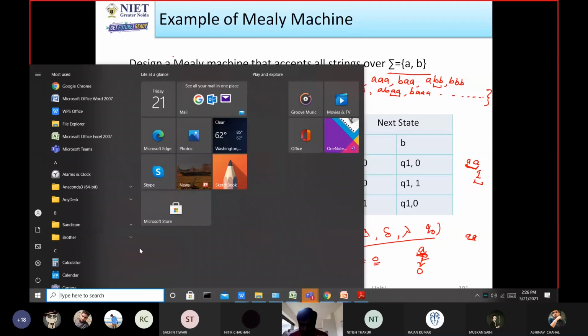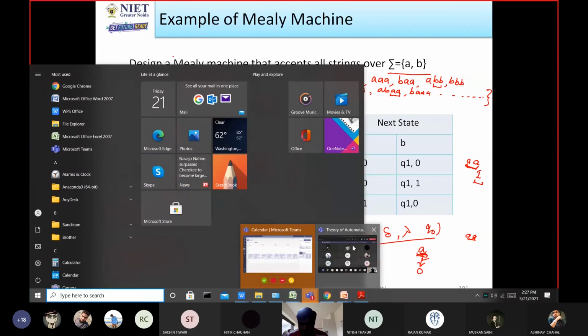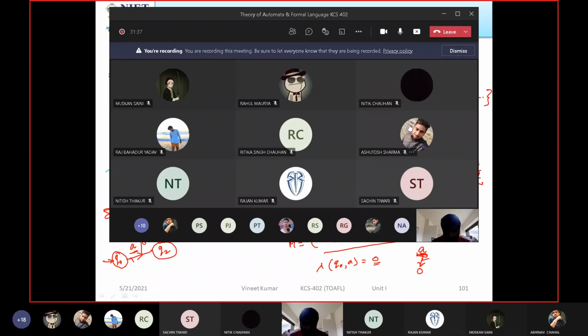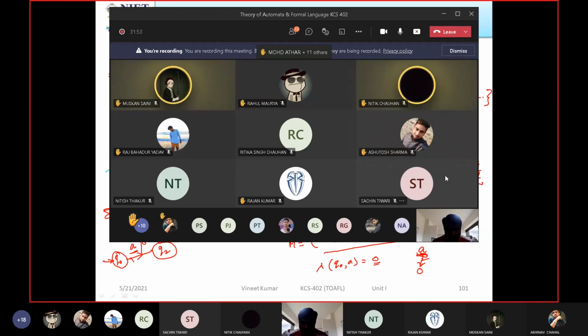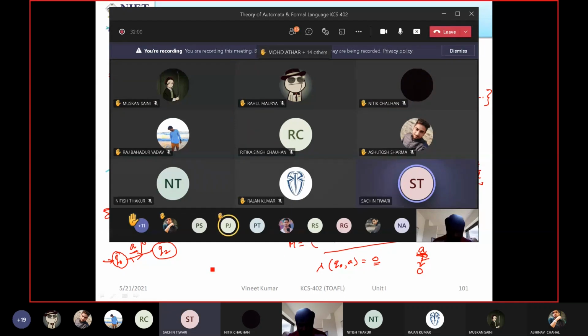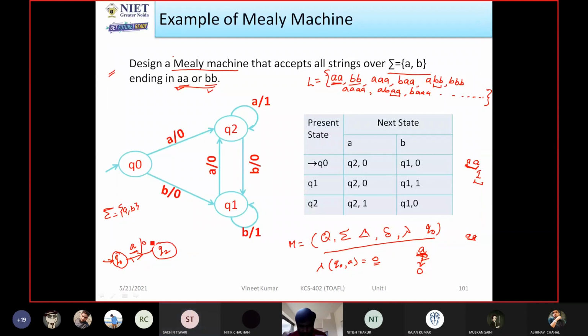Please raise your hand. If it is clear to all, please raise your hand. That's great. That's great. Sachin, Ritika. Sachin Tiwari, are you there? Yes, sir. Have you understood this concept? Sir, please repeat it. See, once again repeated.